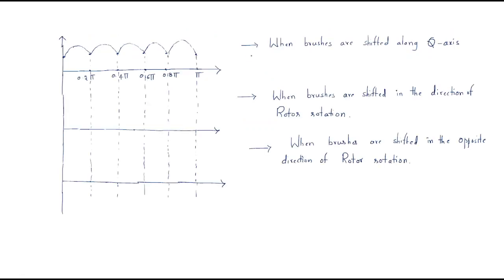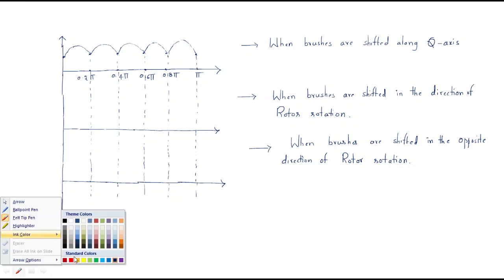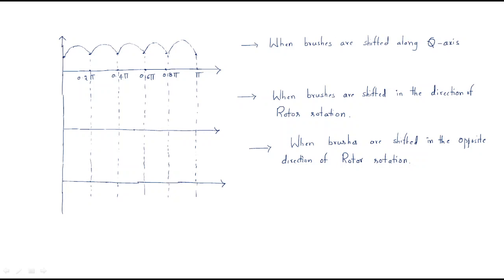Next, we have some waveforms. Those waveforms will be useful to understand what happens if the brush shifting is done. So first look at the statements and observe the waveform. Here, when the brushes are not shifted, generally along the quadrature axis, that means a normal form, then the waveform is like this. What is this waveform? We can take it as a flux or EMF generator. We can take it as a flux, the wave of the main field flux.